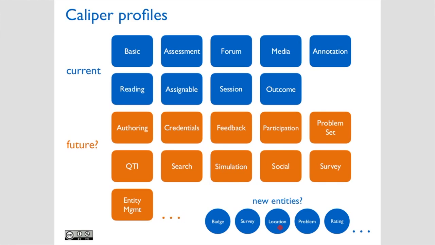Great. So in order to extend the Caliper information model, and by definition the specification, you either enhance an existing profile, or you extend it by adding one or more new ones. That's quite different than the model that the xAPI community employs, and it does represent, as Aaron said, a different approach in terms of design philosophy.